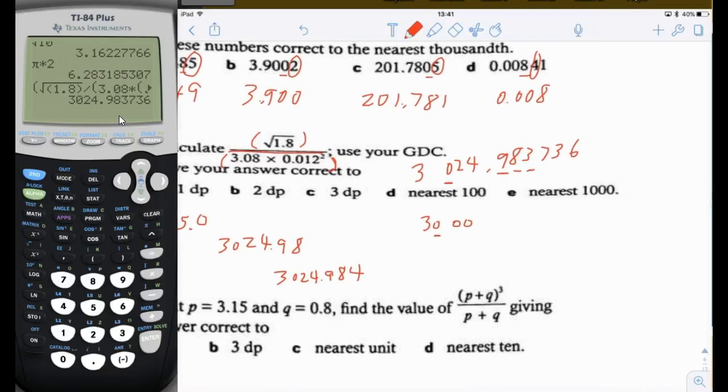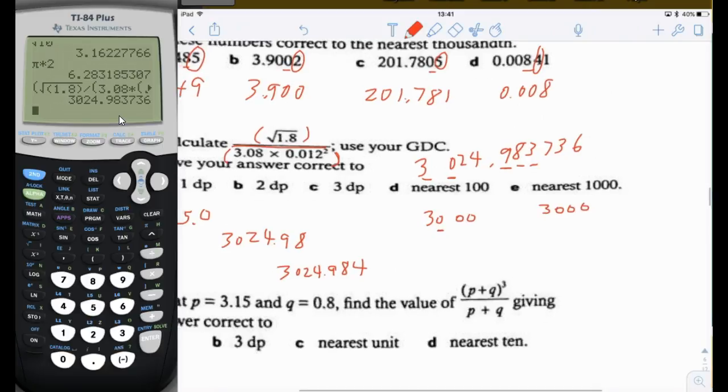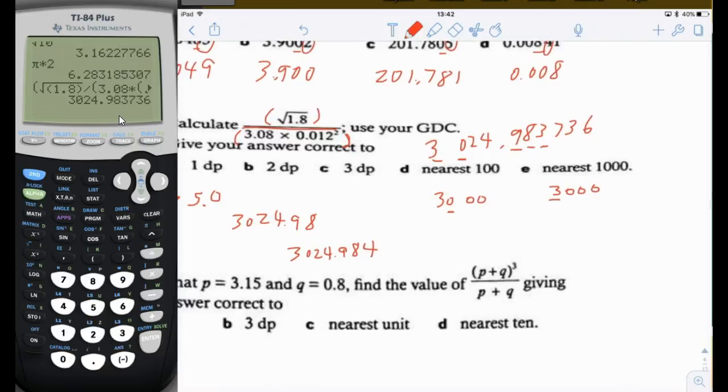Nearest 1,000 would be the 3. The next digit is a 0. That's not enough to round the 3 up to a 4, so it would be 3,000. Okay? And the last significant digit here actually is the 3. We can't tell, though. Okay?